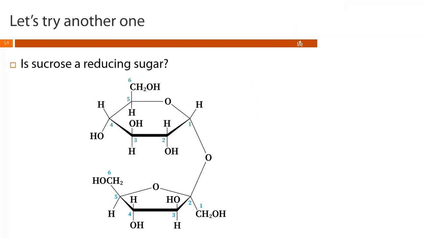Let's try one more example. What about this disaccharide? This is sucrose, which we talked about earlier. Is sucrose a reducing sugar? Sucrose does not have an aldehyde, but does it have a free hemiacetal group that can open up to form an aldehyde? And the answer is no. There is nowhere on this molecule where you see the HOCOC linkage. So this molecule cannot open up to form an aldehyde. So sucrose is not a reducing sugar.